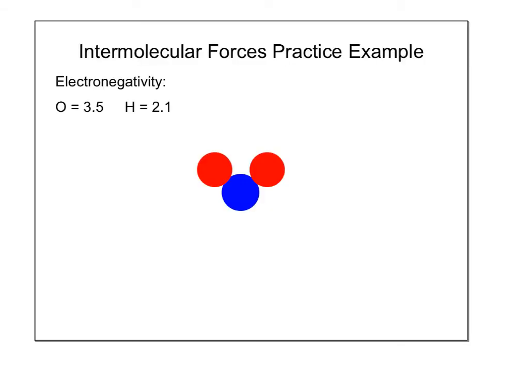So first step, you're assigned a molecule. So I assigned myself this guy. And if you look on that first page, the red is hydrogen and the blue is oxygen.